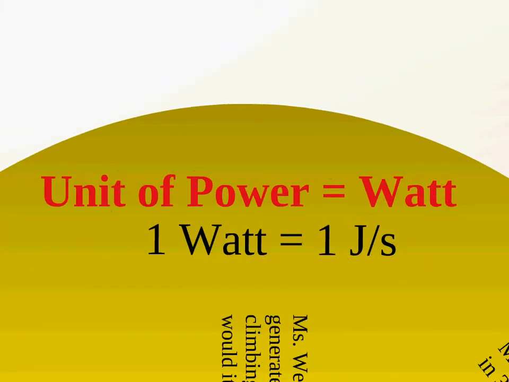A unit of power is called a watt, and 1 watt is the same thing as 1 joule per second. Because the formula for power is work divided by time, work is measured in joules, time is measured in seconds, so 1 watt, or 1 unit of power, is joule per second.